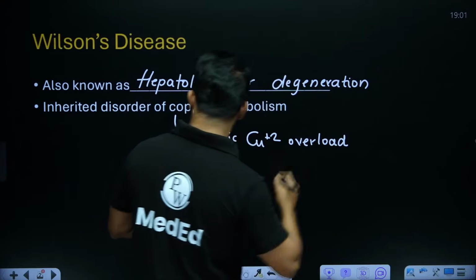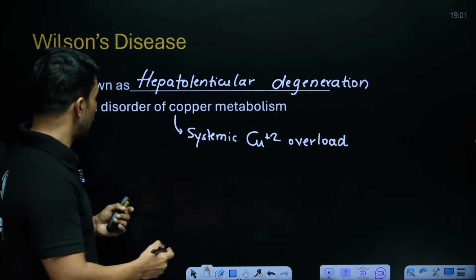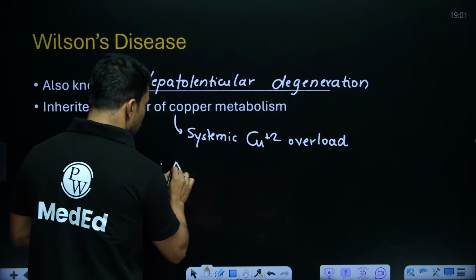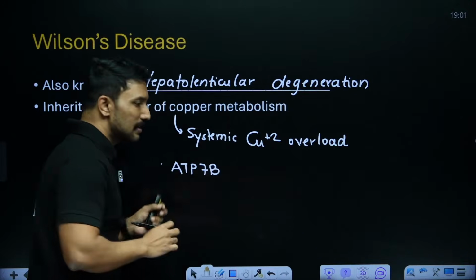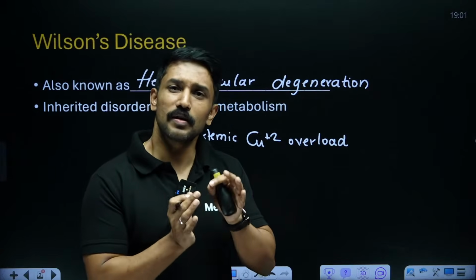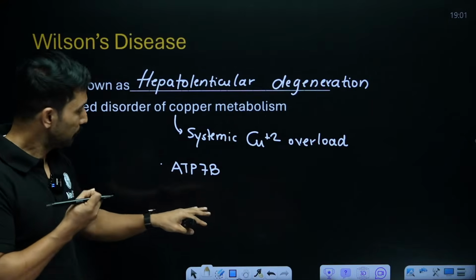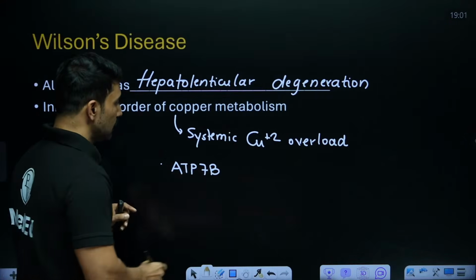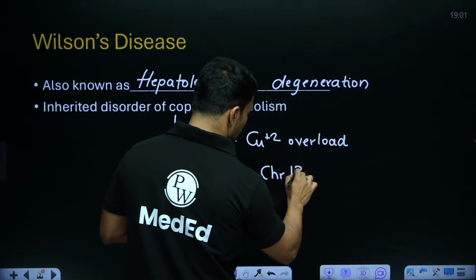Of course, I have already told you that this is an inherited disorder. That means there must be some mutation, and I think all of us know the mutation. Mutation in the ATP7B gene. Now, this ATP7B gene codes for a copper transporting ATPase enzyme. So, very, very important. We will understand its pathophysiology later. Now, this gene is present on chromosome 13.